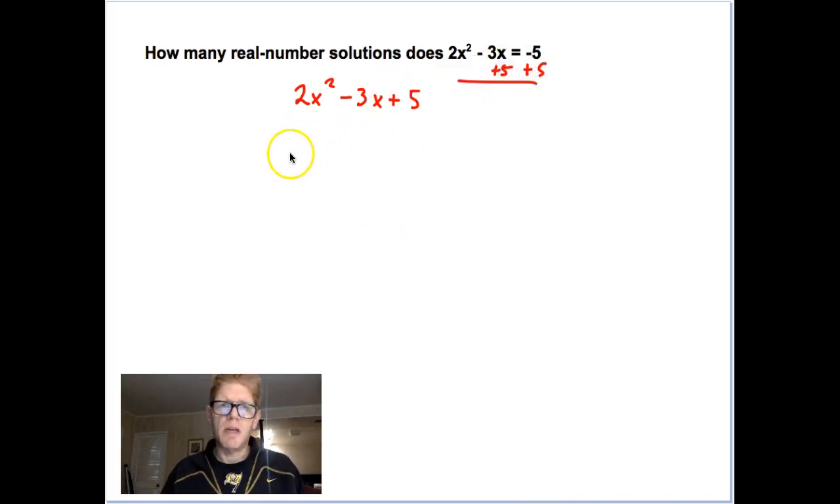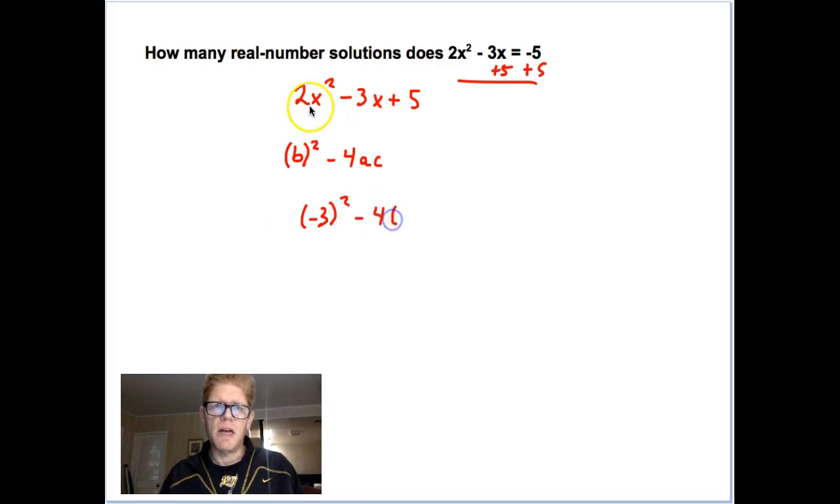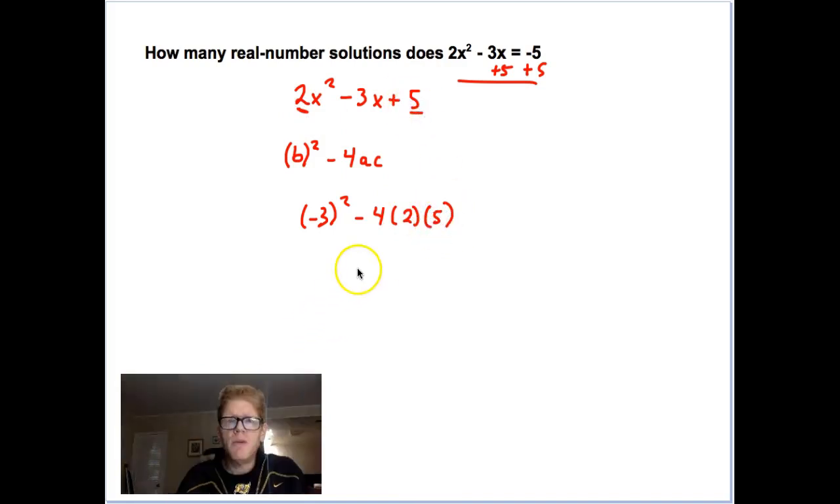And then we'll plug in our values to b squared minus 4ac, which is our discriminant. In this case, b is negative 3, so we'll square that, negative 3 squared, minus 4 times a, which is 2, and c, which is 5. And when you calculate that in your head or punch it into your calculator, you're going to find that your value is negative 31. So what does that mean?